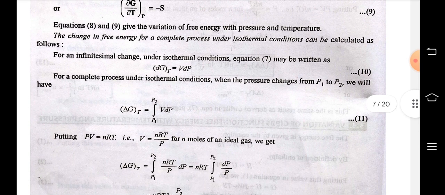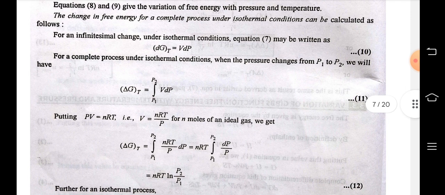The change in free energy for a complete process under isothermal condition can be calculated as follows. For an infinitesimal change under isothermal conditions, dG at constant temperature is equal to VdP. For a complete process under isothermal condition, when the process changes from P1 to P2, we will have ΔG at constant temperature is equal to the integral from P1 to P2 of VdP.